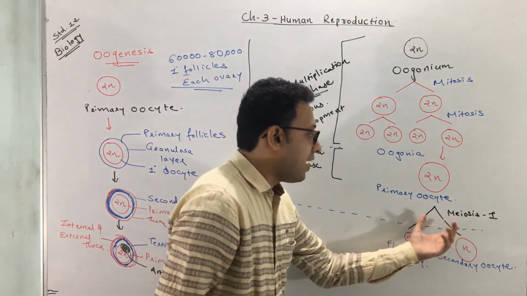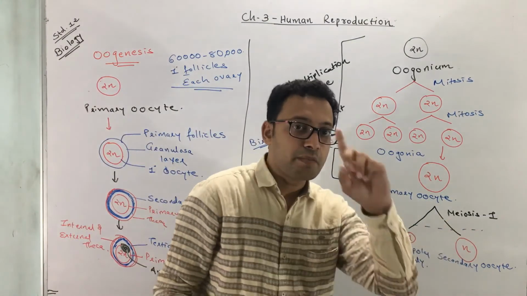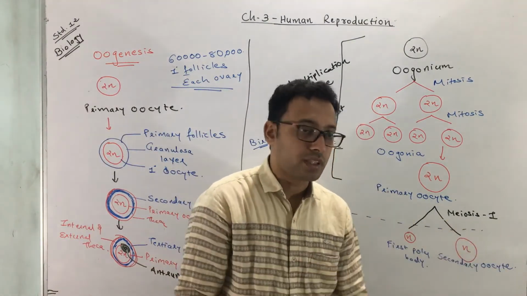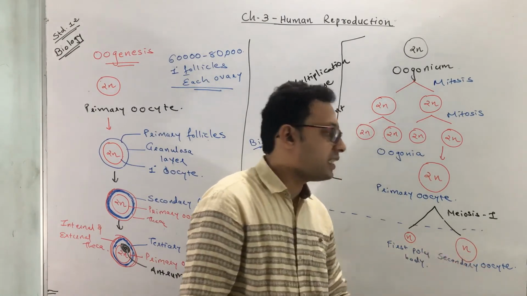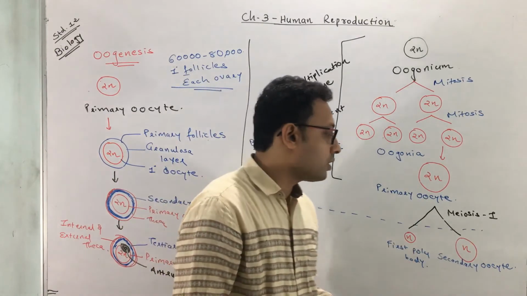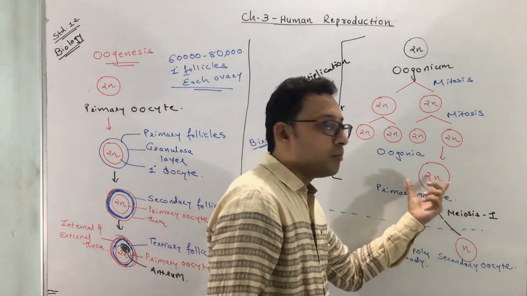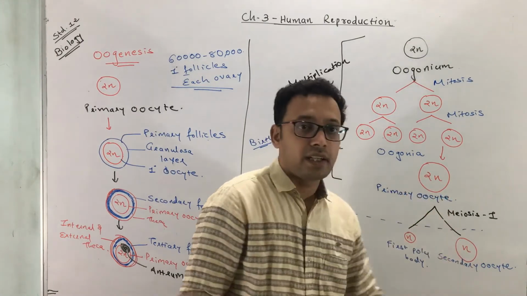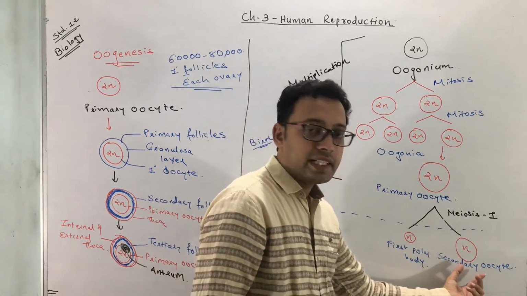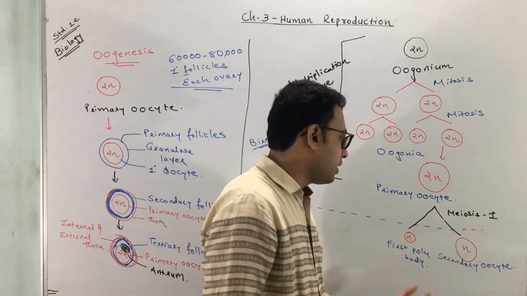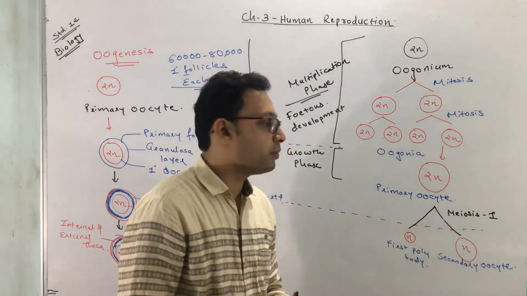So after formation of a tertiary follicle, the first meiotic division, meiosis 1, gets over and forms two cells, one large cell and one small cell. The large cell is called the secondary oocyte and the smaller one is called the first polar body. Most of the contents of the primary oocyte, like cytoplasm and DNA, remain with the secondary oocyte. Only a small portion goes with the first polar body.